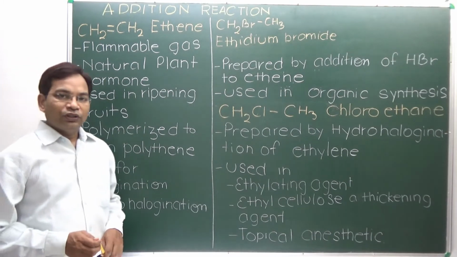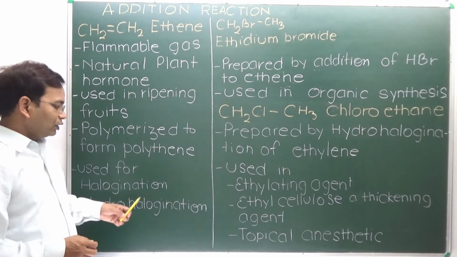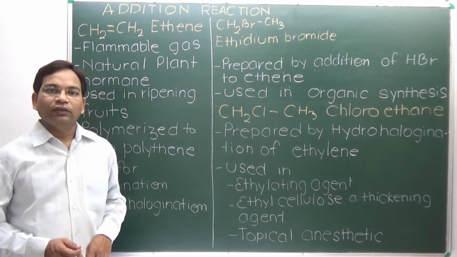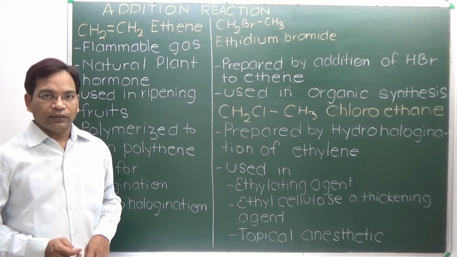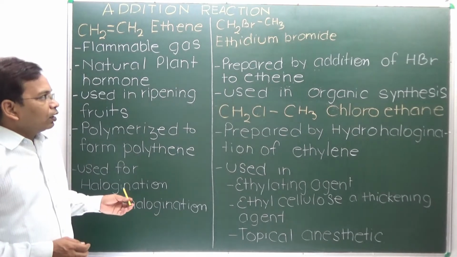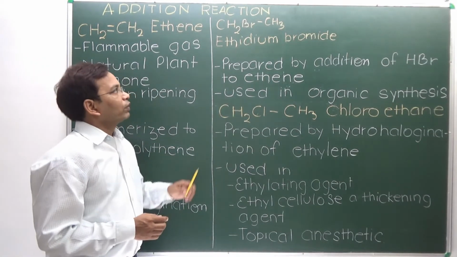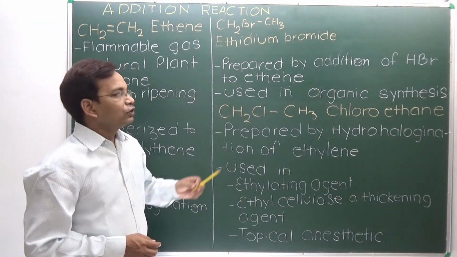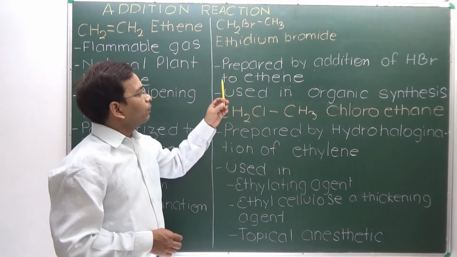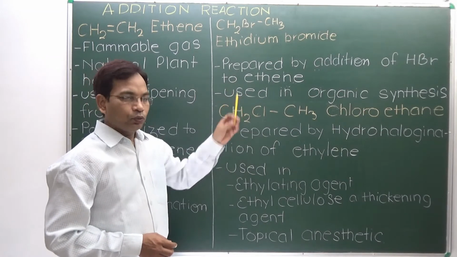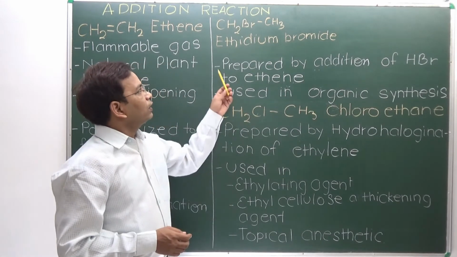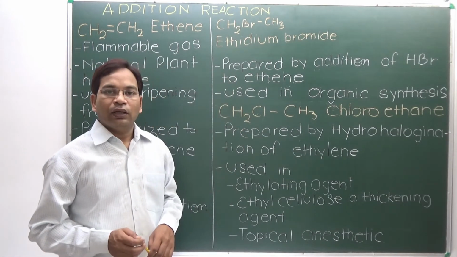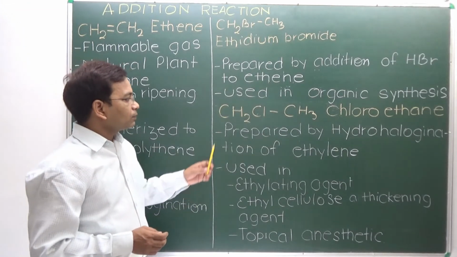Also, hydrohalogenation. In halogenation only halogens are there. In hydrohalogenation, there is a hydrogen halide like HBr or HCl that is used to add halogens on ethene. So on addition of HBr to ethene we prepare bromoethane, which is used in organic synthesis, meaning this chemical is used for synthesis of other organic compounds.